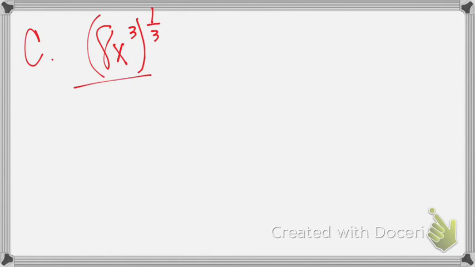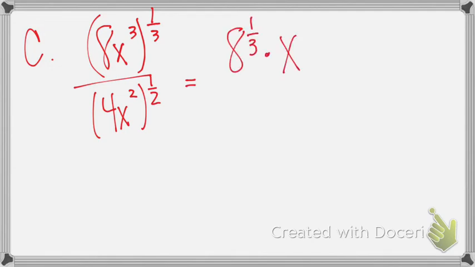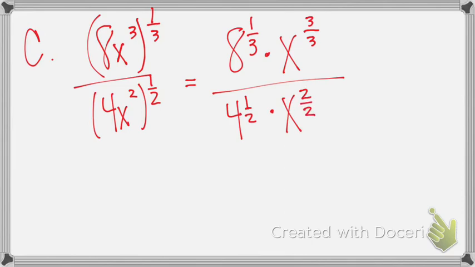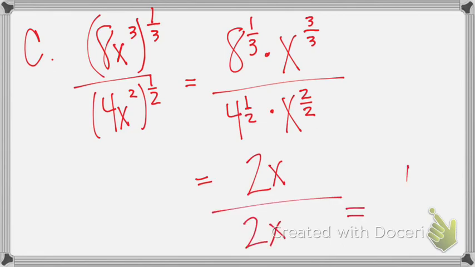All right, C is 8x cubed, all that to the 1/3 power over 4x squared to the 1/2 power. So that's 8 to the 1/3 times x 3 over 3, and that's 4 to the 1/2 power times x 2 over 2. So I have a 2x on top and a 2x on the bottom, which leaves me with 1.